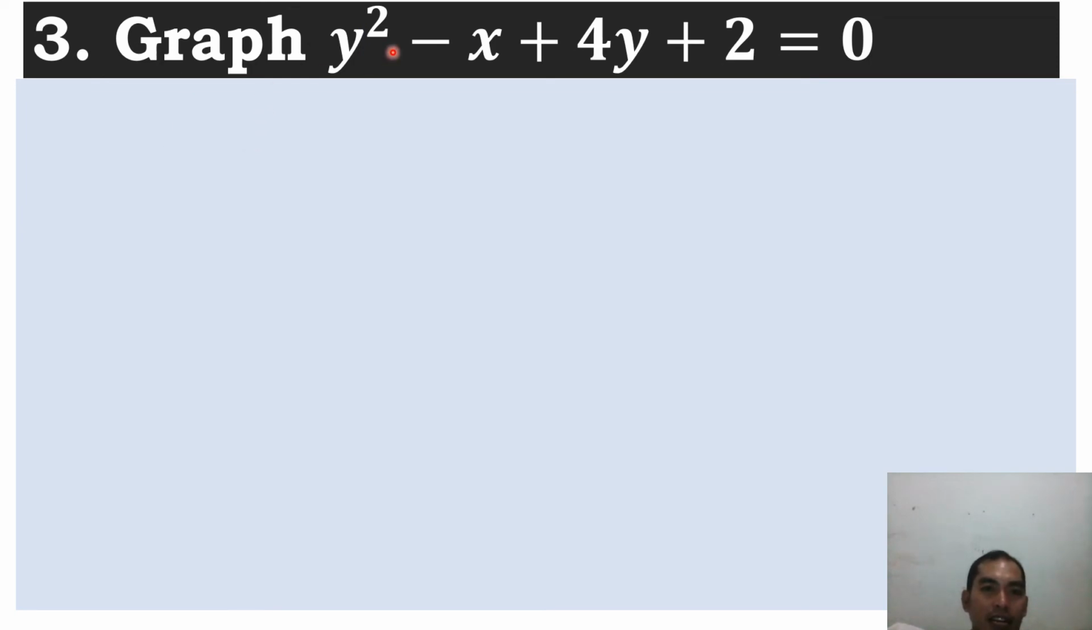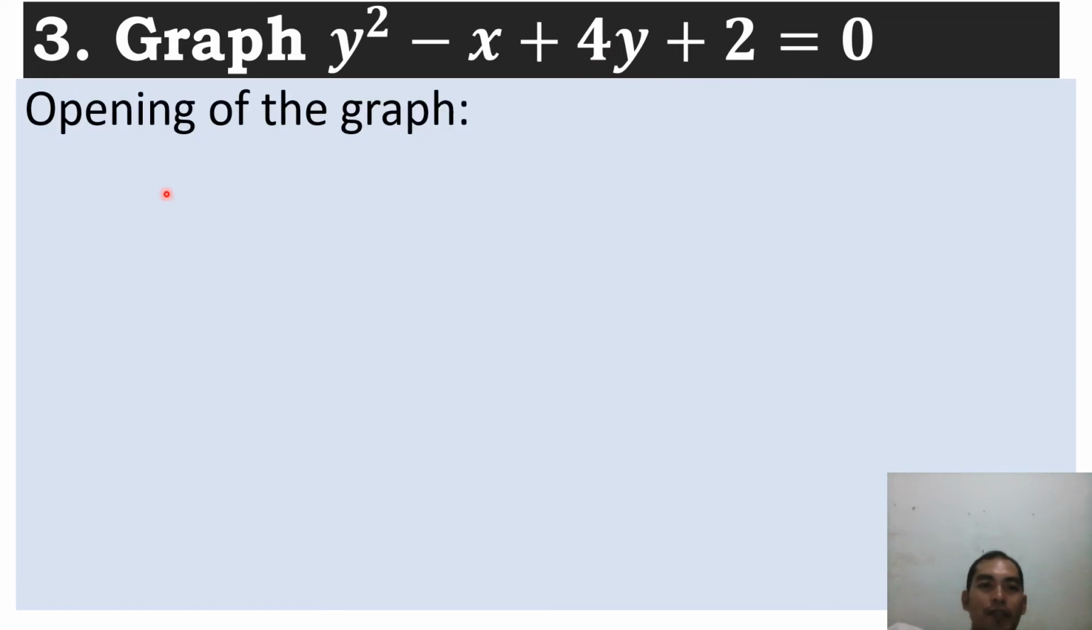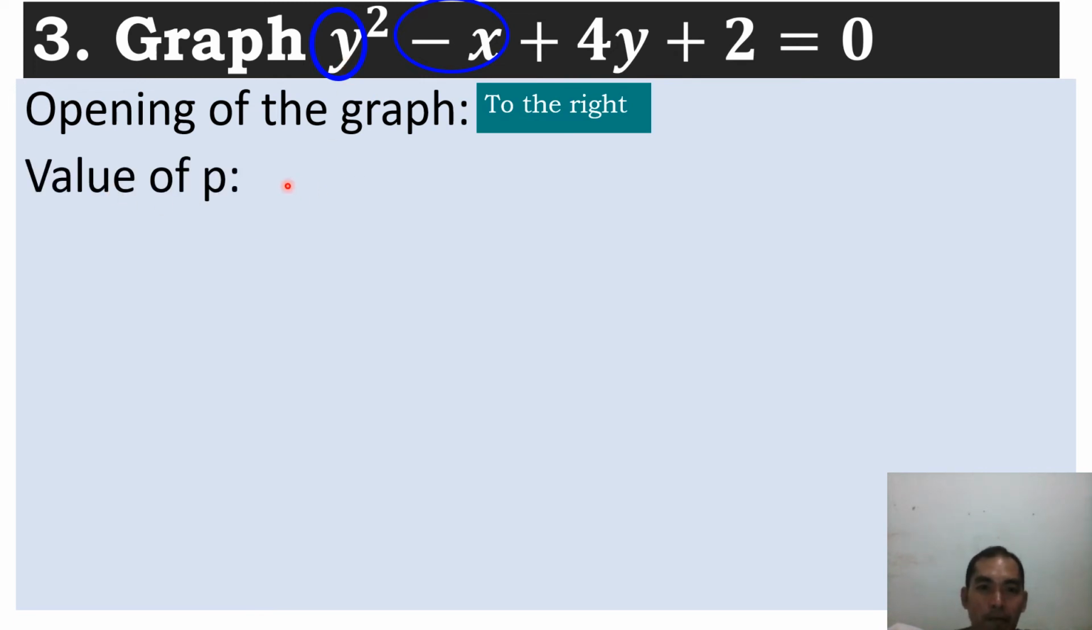So, how to graph y squared minus x plus 4y plus 2 equals 0? First, the opening of the graph. The leading variable is y. Its opposite variable is x. When you transpose negative x to the other side it is positive. So, the graph opens to the right. Why to the right? Because the leading variable is y. For the value of p, our reference is the coefficient of x, negative 1. Transposed to the other side is positive 1. Divided by 4 is positive 1/4. That's the value of p.